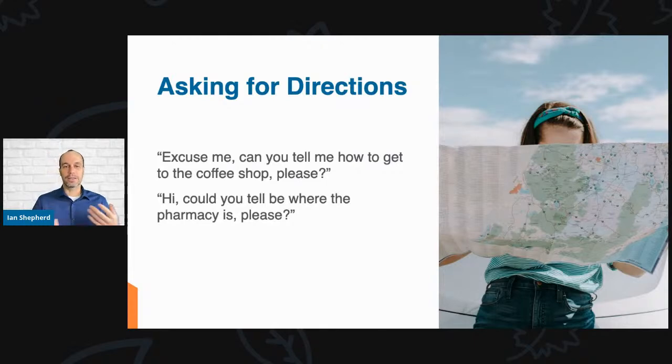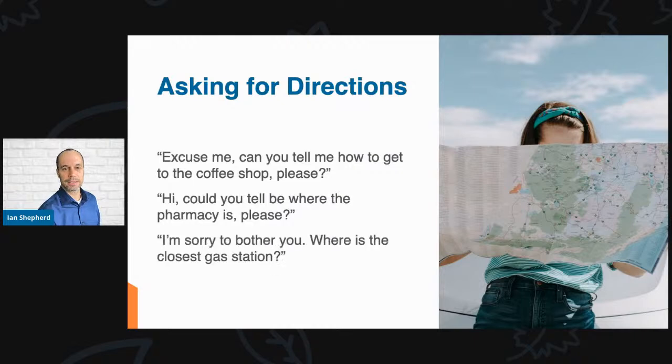So, I hear this mistake quite often. So, we put the is or the be verb at the end of the question. So, could you tell me where the pharmacy is, please? Sorry about the mistake. And the last one I gave here, I'm sorry to bother you. Okay, so sorry to bother you. Where is the closest gas station, please?